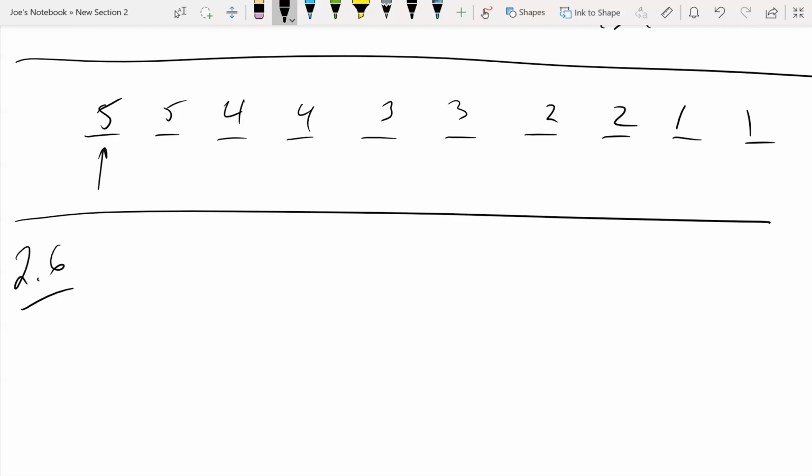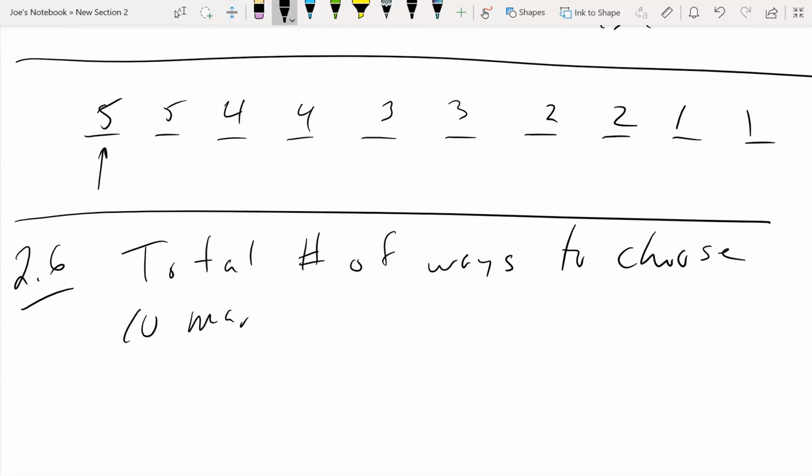So the total number of ways to choose 10 marbles from 25 is 25 choose 10. And again, the reason why it's 25 choose 10 is because there's 25 total marbles. We're choosing 10 without replacement. Order doesn't matter. Just count the number of colors. Does that make sense? Okay.